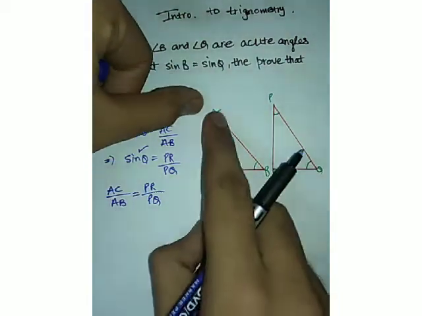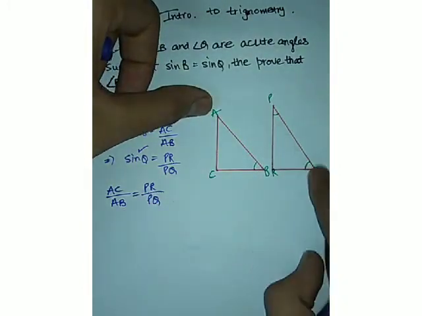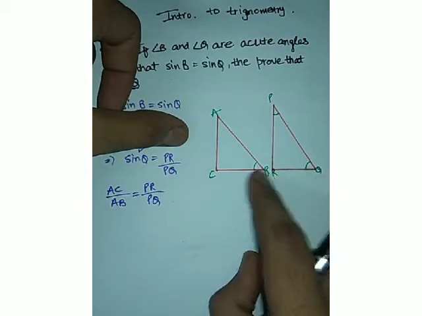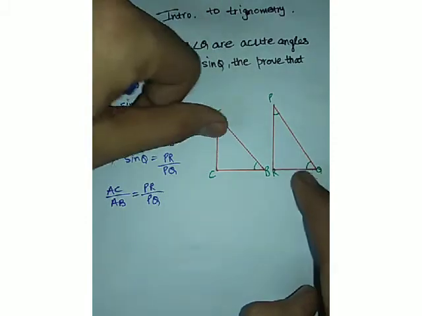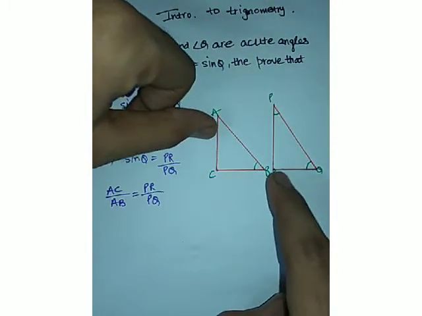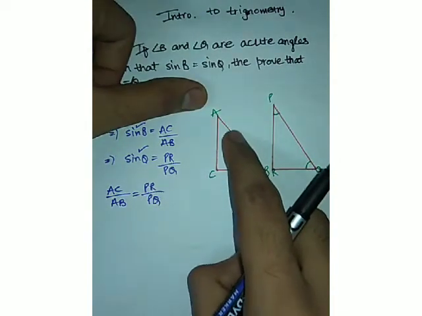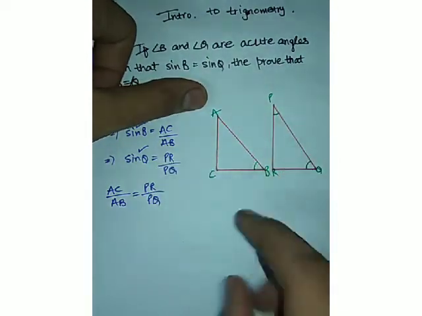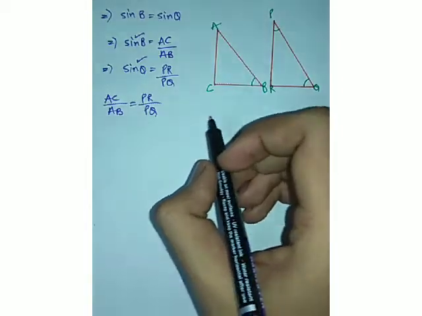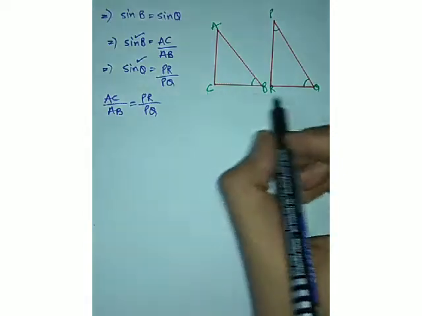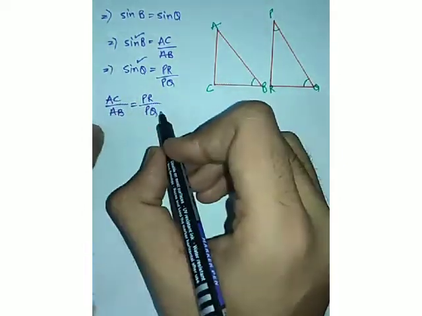So we are done with AC and PR, and AB and PQ. The side which is left is only BC and QR. So we have to find the value of BC and QR, and we have to equate the value of BC over QR to these two ratios. Only then will these triangles be similar triangles, and we can easily write that angle B is equal to angle Q. So in order to prove that BC upon QR is equal to these two ratios, we need to know the value of these two ratios as well.